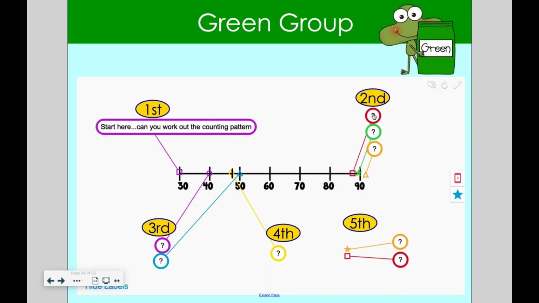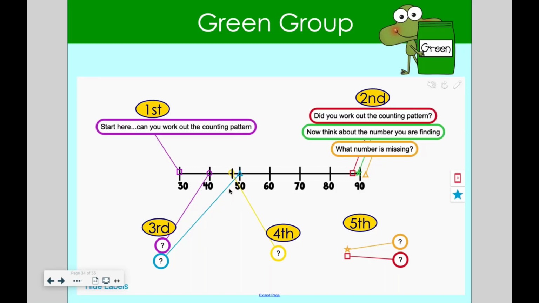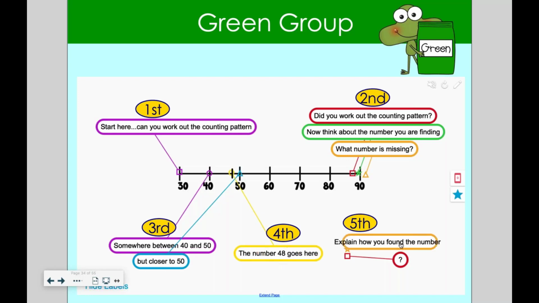So this time they've got the similar instructions about working it out. So, okay, I know it's somewhere between this number and this number, but I can see it's closer to 50. This is what my number is, and then how am I going to explain it? So wanting them to actually use those words, it was closer to 50 and not smack bang in the middle where 45 would go.